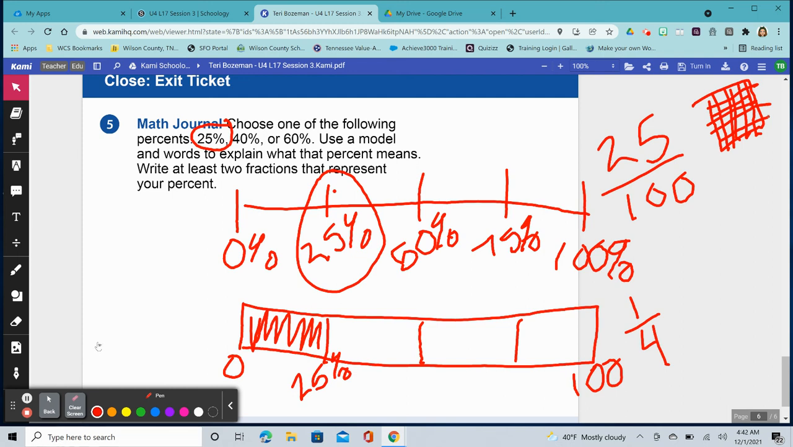So again, you cannot use my example. You need to use your own. You need to pick one of the other two. You're going to choose either 40 or 60%. Use a model and words to explain what the percent means, and then write at least two fractions that represent your percent.